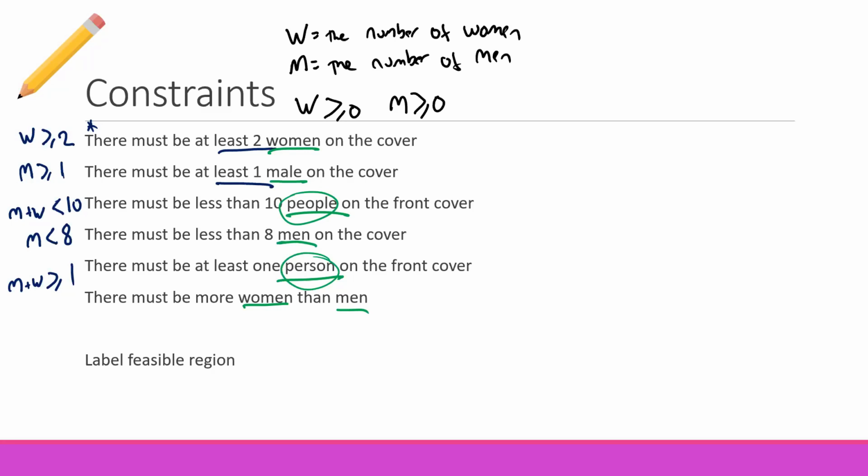W arrow to the M. Yep, correct. W arrow to the men. W should be greater than men. Thank you. So there's 6 constraints.